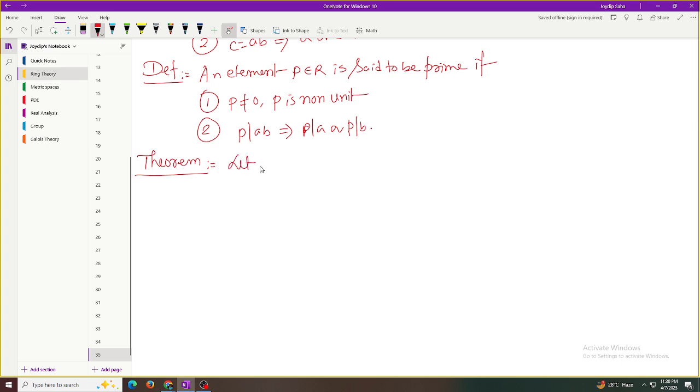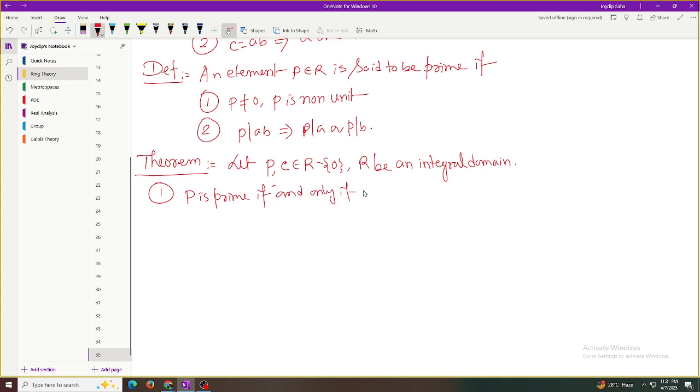Let P, C belong to R minus 0, R an integral domain. Number 1: P is prime if and only if the ideal generated by P belongs to Spec R minus 0. Because 0 is here an integral domain, so 0 is a prime ideal. It is actually a non-zero prime ideal.